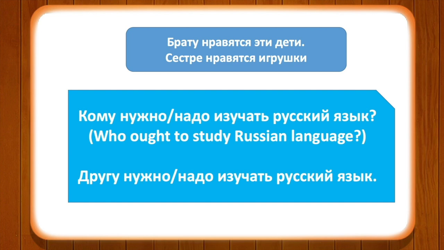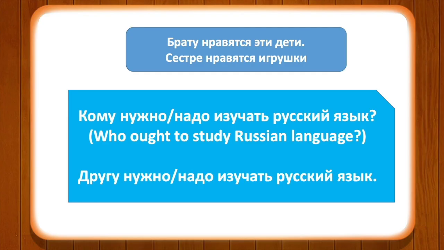In expressions кому нужно, кому нельзя, which means who ought to, who ought not to. Кому нужно, кому нельзя. The subject asks the question кому. So кому нужно или надо изучать русский язык? Who ought to study the Russian language? Другу нужно или другу надо изучать русский язык. So like this is a construction which we use in dative in order to understand the nuances of the dative case well with the help of such examples.